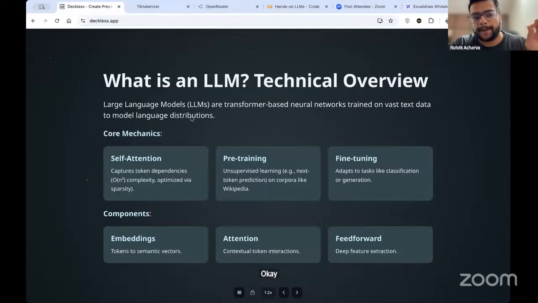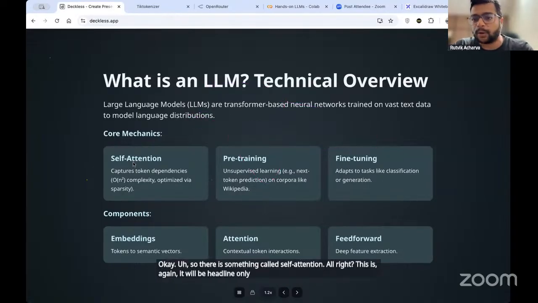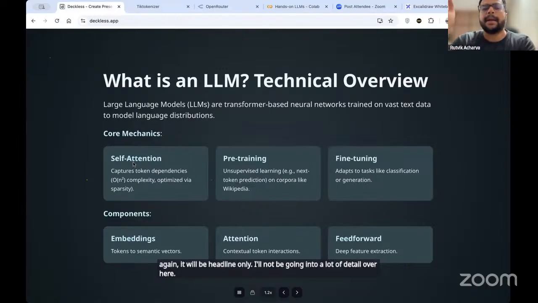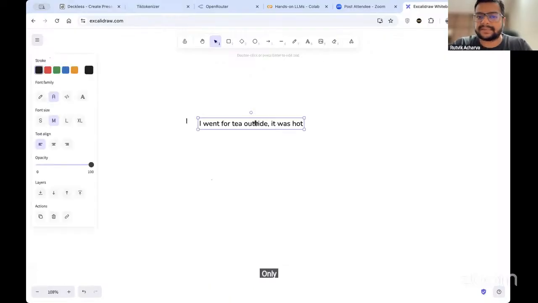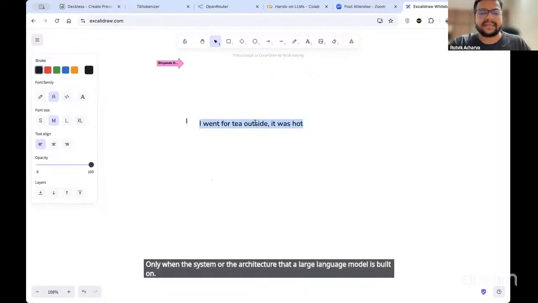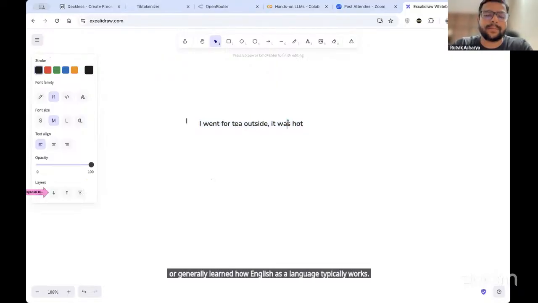Okay. So there is something called self-attention. This, again, will be headline only. I'll not be going into a lot of detail here. Think of it very logically: only when the system or the architecture that a large language model is built on has actually seen this entire context, or generally learned how English as a language typically works, would it be able to understand what it should attend to in this particular case?